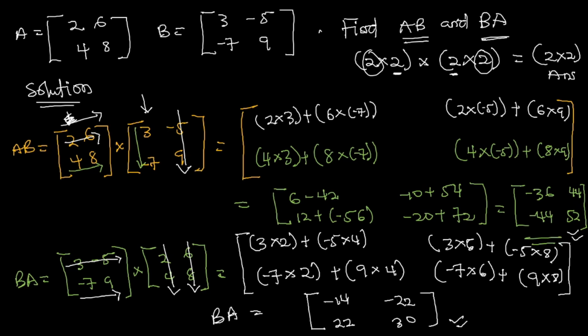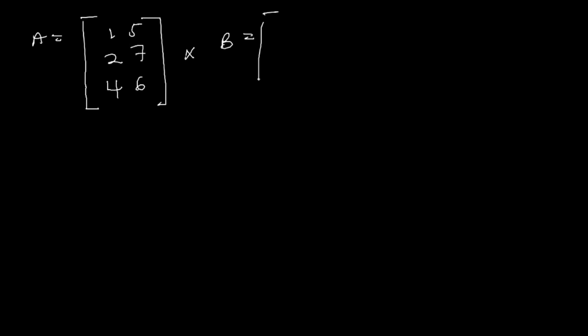Alright, so let's have a look at another example. So example number 2, we have to multiply the matrix A, which is equal to 1 5 2 7 4 6, by matrix B, which is equal to 6 2 4 1 3 4. So we have to find matrix AB.